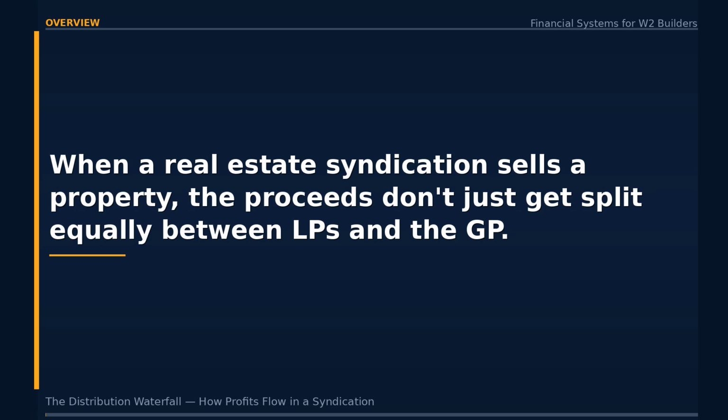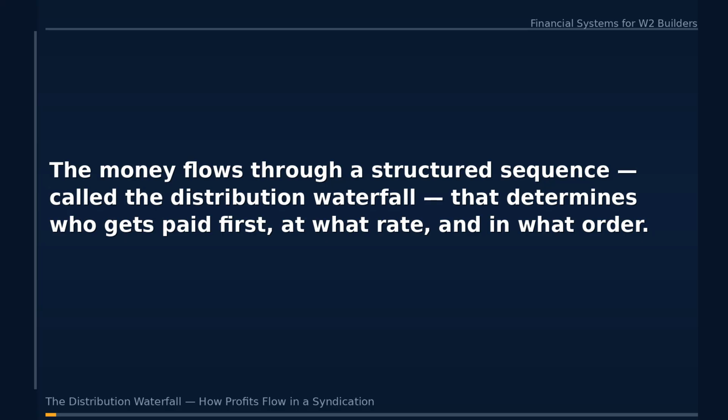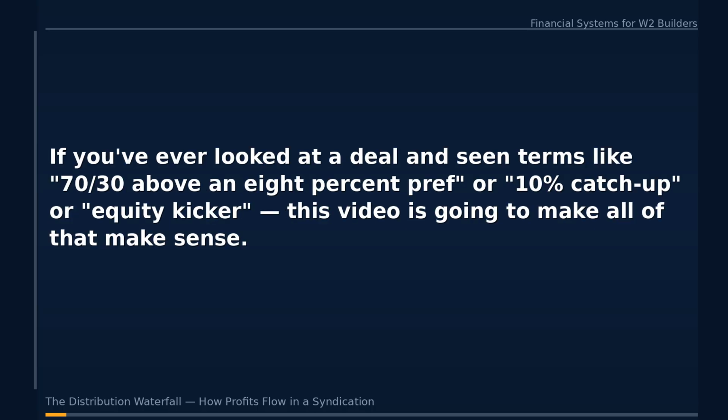When a real estate syndication sells a property, the proceeds don't just get split equally between LPs and the GP. The money flows through a structured sequence, called the distribution waterfall, that determines who gets paid first, at what rate, and in what order. If you've ever looked at a deal and seen terms like 70/30 above an 8% pref or 10% catch-up or equity kicker, this video is going to make all of that make sense.